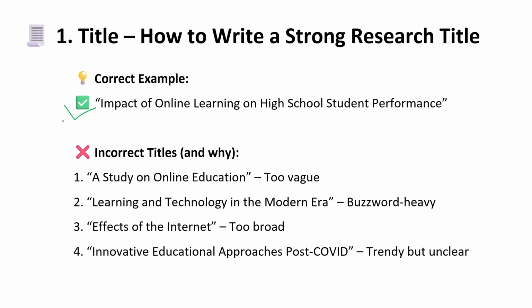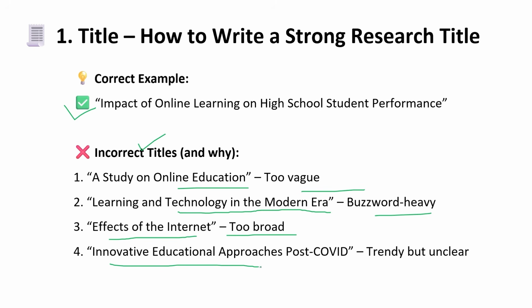These can be the incorrect titles: a study on online education, learning and technology in the modern era. This is either too vague or buzzword heavy. Effects of the internet. It is too broad, we need to be specific. And innovative educational approaches post-COVID. It is trendy but still unclear. In this way you can frame a title for your research proposal.